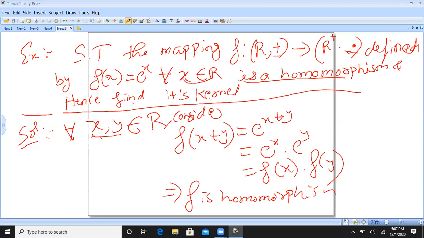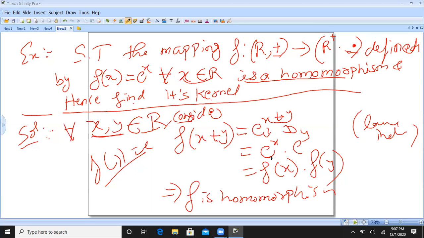So here consider x comma y belongs to R. Considering the homomorphism definition, f of x plus y is equal to e raised to x plus y. Already we know the value of f of x. We can write these steps by the law of indices: e raised to x into e raised to y. Therefore, we can write f of x into f of y. So f of x plus y is equal to f of x into f of y. This is the homomorphism form, right? Therefore we can directly call f a homomorphism.